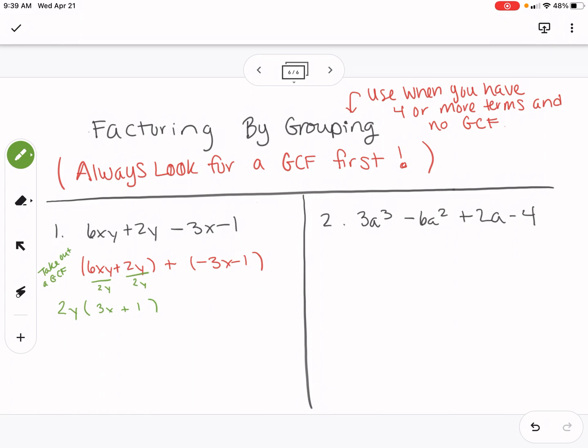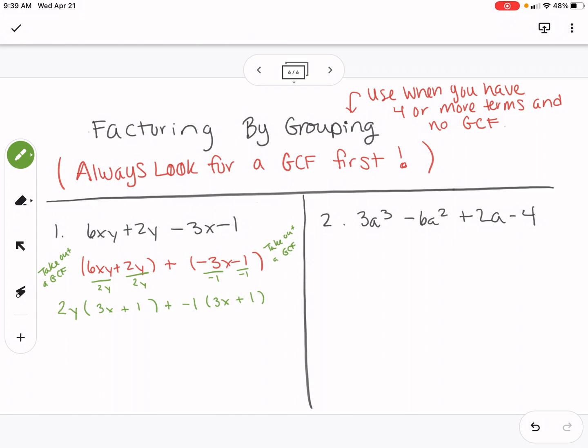Now, in my second factor, if I take out a GCF, the only thing that those are divisible by is 1, but since I've noticed they're both negative, I can actually take out a negative 1. So negative 3x divided by negative 1 would be positive 3x, and negative 1 divided by negative 1 is positive 1. Look at what happens here.